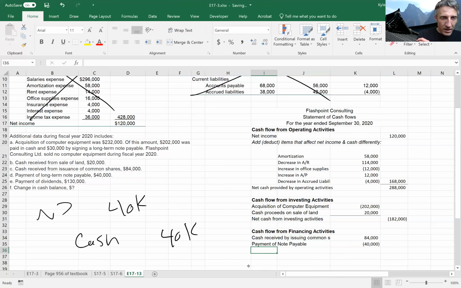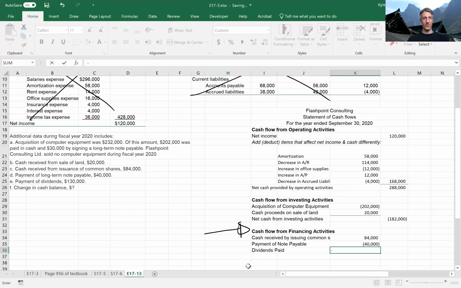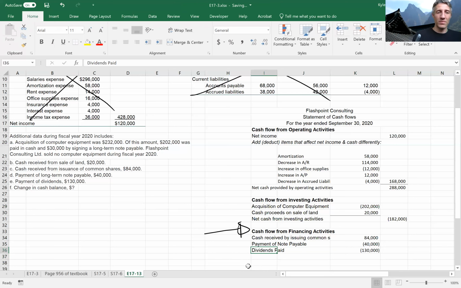And then finally, I think, the very last one, payment of dividends. So when you're paying dividends to your shareholders, because shareholders originally provided this organization with money, they expect to be compensated. It comes out of the financing activities section. So dividends paid. And the amount here is 130,000. That's a decrease to cash, right?